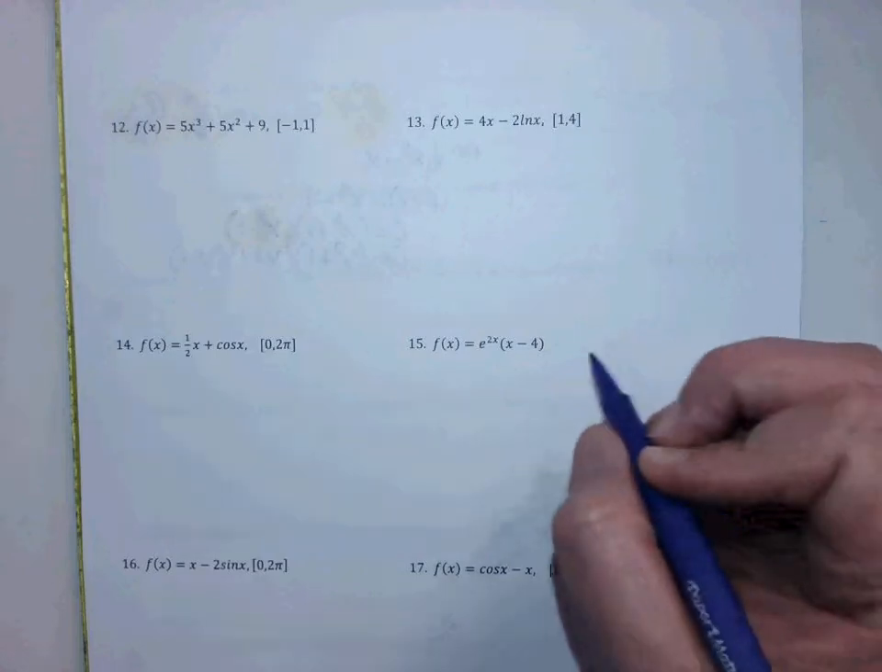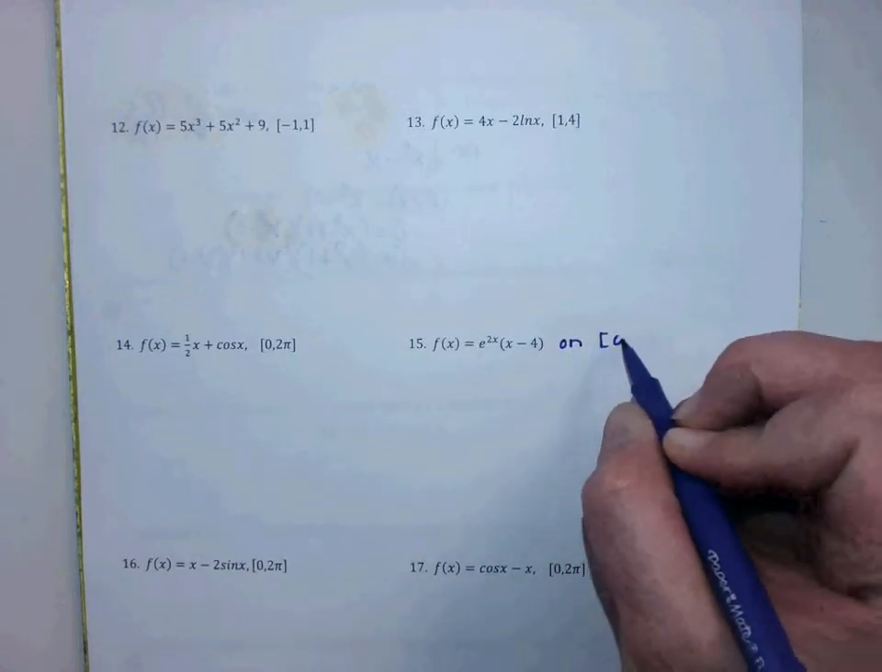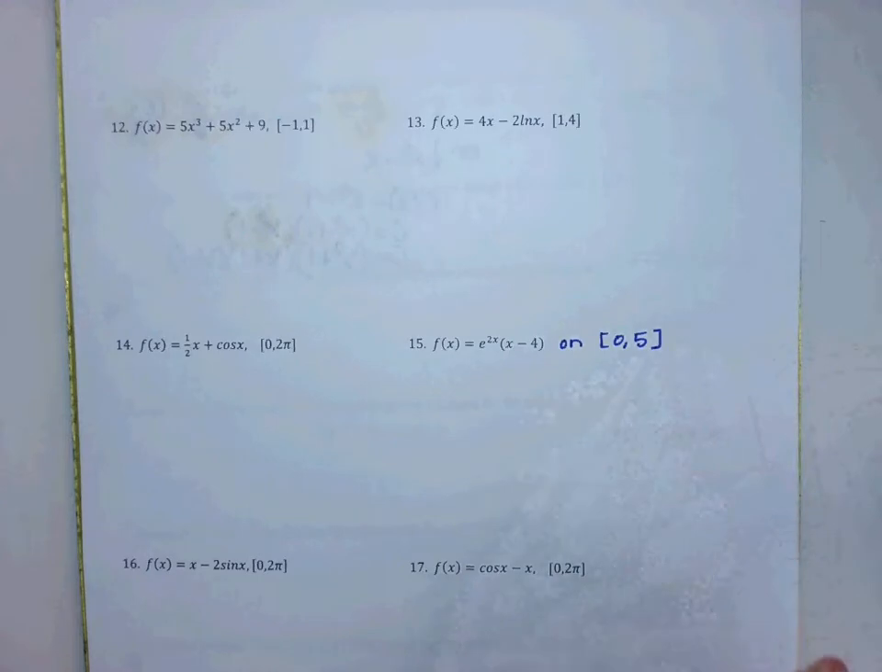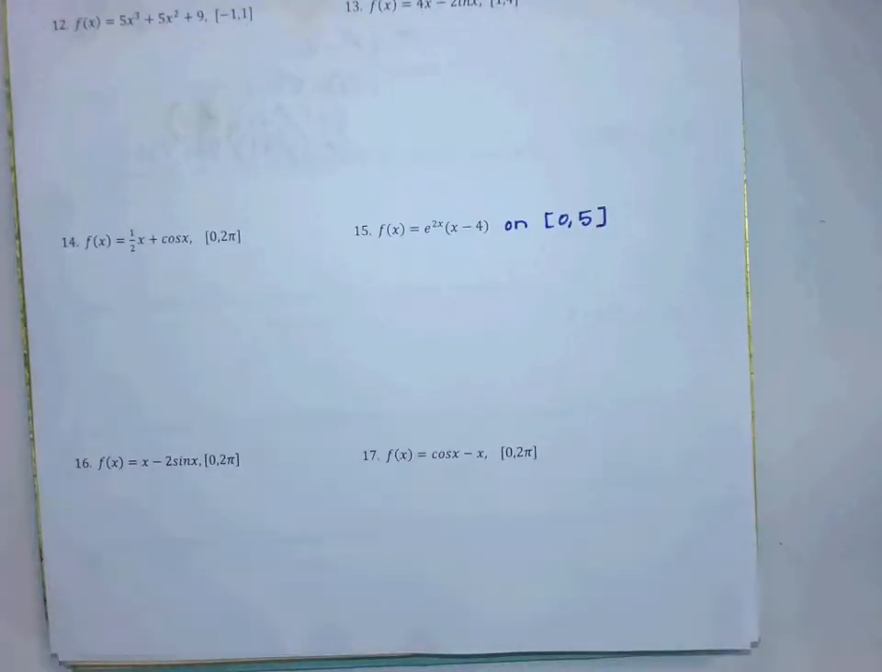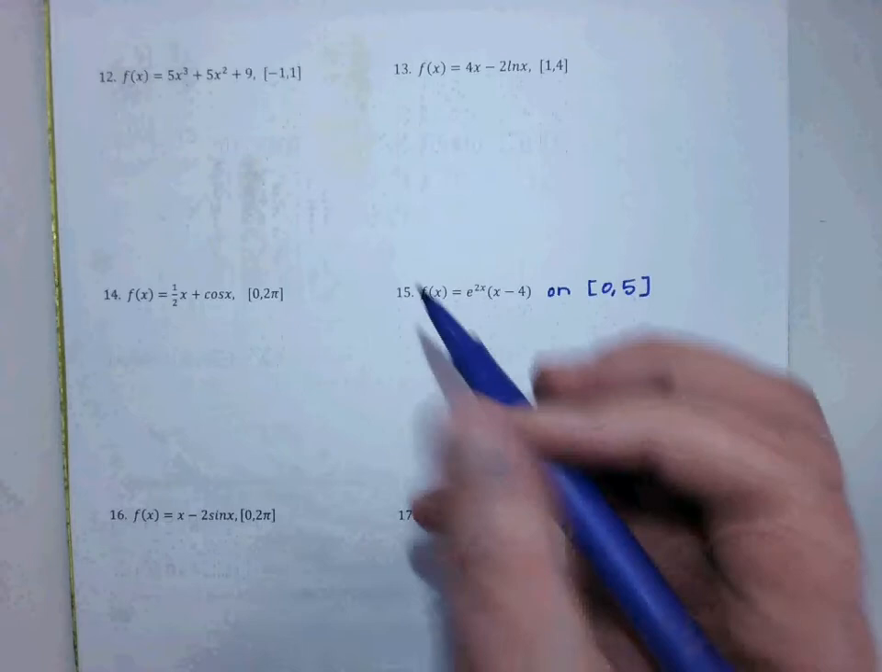This should have been included, but it should have said 0 to 5. So we're going to just go ahead and do it, since you couldn't have done it really all the way without. So look at the top. We're finding absolute extrema. Okay, this is homework 1.